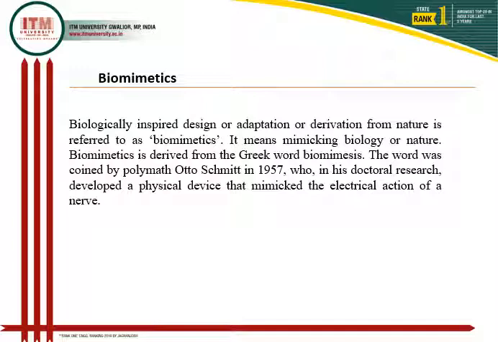The word was coined by polymath Otto Schmidt in 1957 in his doctoral research. He mimicked the electrical action of the nerve. And since then, we are developing many things from biology. We are taking inspiration from nature and developing.